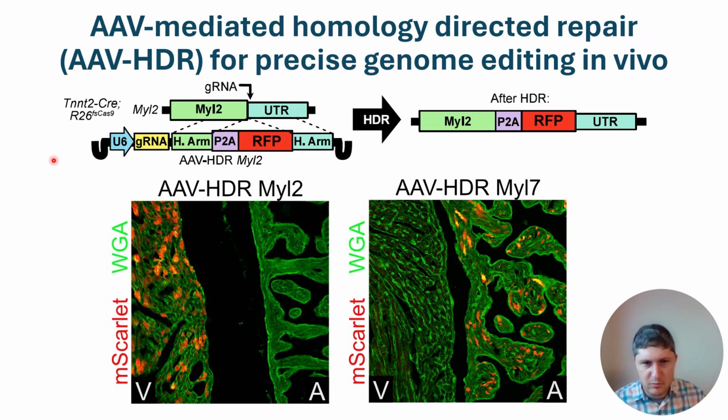And so when we target the MYL2 locus in this way, you can see expression of our red fluorescent protein specifically within the ventricle, not within the atria. And this reflects the native expression profile of the MYL2 gene. We also went on to test this at different loci, one of them being MYL7. This is a gene that's specifically expressed within the atria. And so again, we could see efficient insertion of RFP at this locus, and we get strong expression within the atria, but not the ventricle.